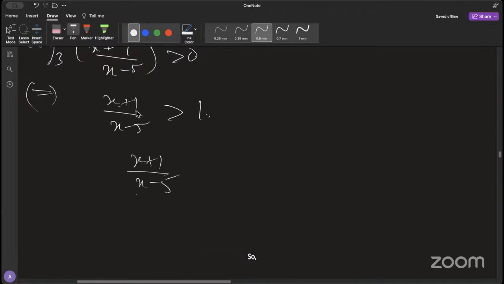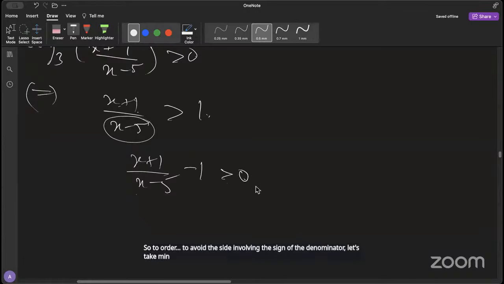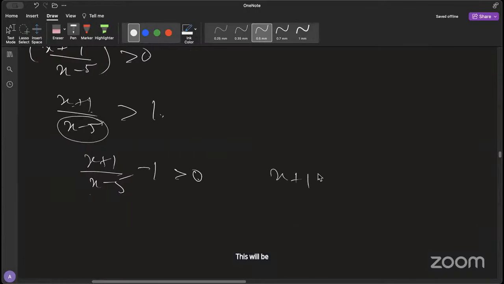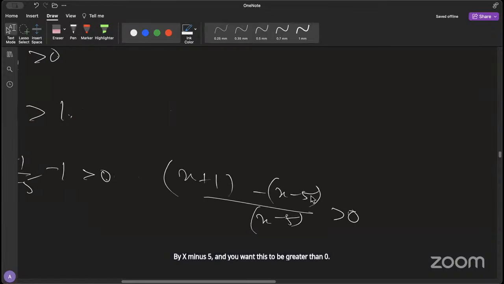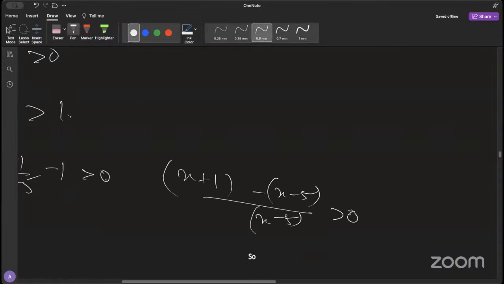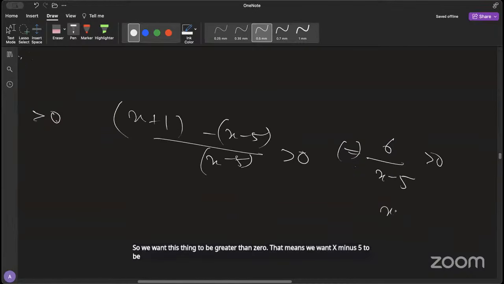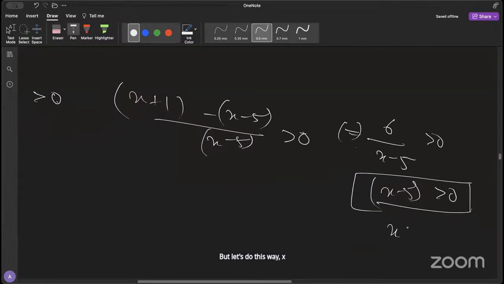To avoid involving the sign of the denominator, let's take minus 1 on this side. This will be x plus 1, minus (x minus 5), over x minus 5, and you want this to be greater than 0. If we do this, we'll get 6 by (x minus 5), right? So we want this thing to be greater than 0. That means we want x minus 5 to be greater than 0. We're getting the same thing that we got from there. But let's do it this way. x minus 5 greater than 0, which means x is greater than 5.